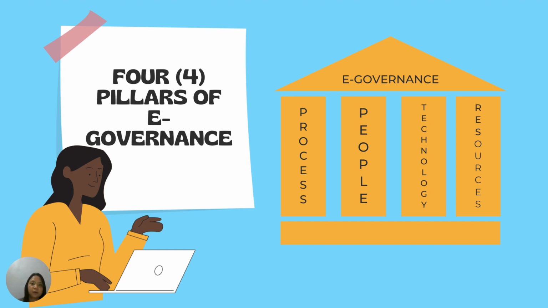Four pillars of e-governance. We have process, people, technology, and resources. People. As e-government projects are rolled out across the country, people within and outside the government will play an increasingly important role in ensuring the success of these projects. The scale of transformation is huge, and enormous resources, not only in terms of money, but also the expertise, skills, and commitment of the people will be required.